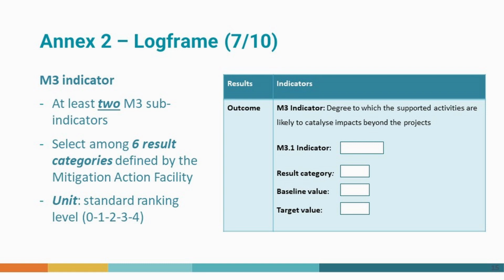When approaching this indicator, firstly, a project should develop a few specific sub-indicators aiming at transformational change. It is required to develop at least 2 M3 sub-indicators per project. Each M3 sub-indicator should be linked to or be relevant for one of the 6 result categories of transformational change defined by the Mitigation Action Facility. Please review the Annex 8.3 of the M&E framework for the methodology of this indicator development and measurement.